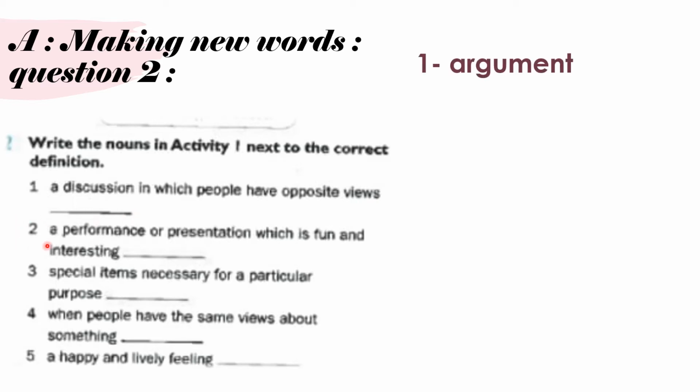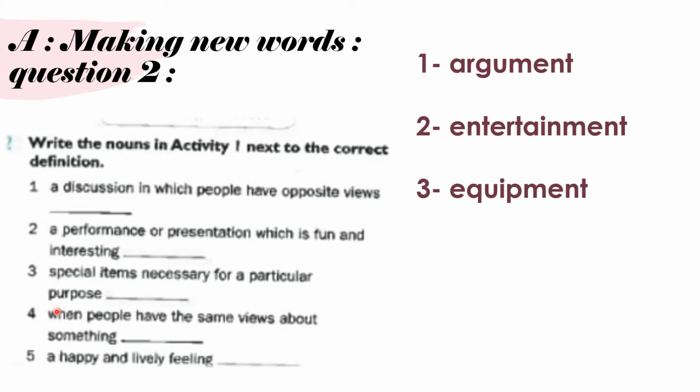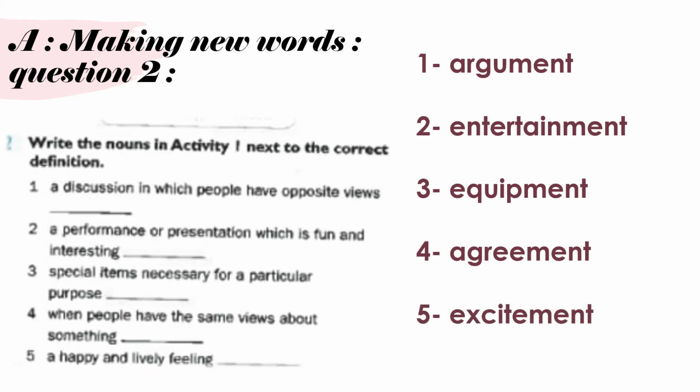Argument. Number 2, a performance or presentation, أداء, which is fun and interesting. Yes, this is entertainment. Number 3, special items necessary for a particular purpose. Yes, equipment. Number 4, when people have the same views about something, this is, of course, agreement. And the last one, a happy and lively feeling. This is excitement.